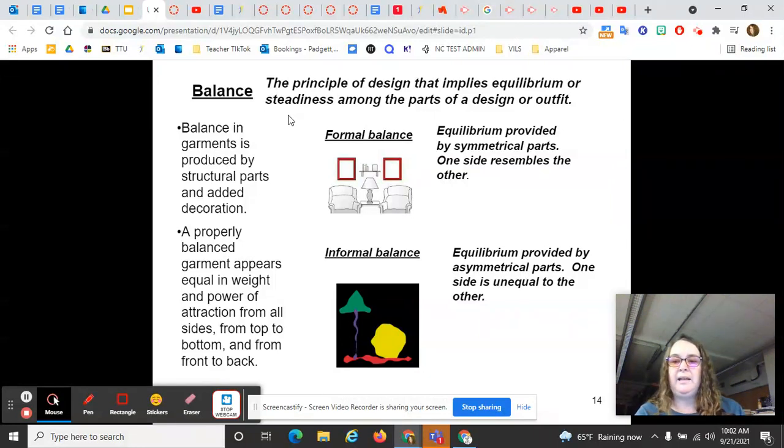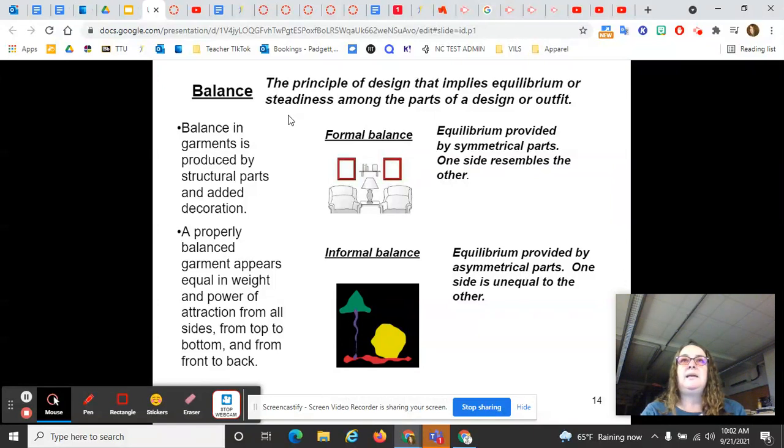Or back in the 80s, I'll tell you, back in the old days, before y'all were even thought about, we had informal balance in our hair. That's where one side was short and the other side was long. It was an asymmetrical cut.